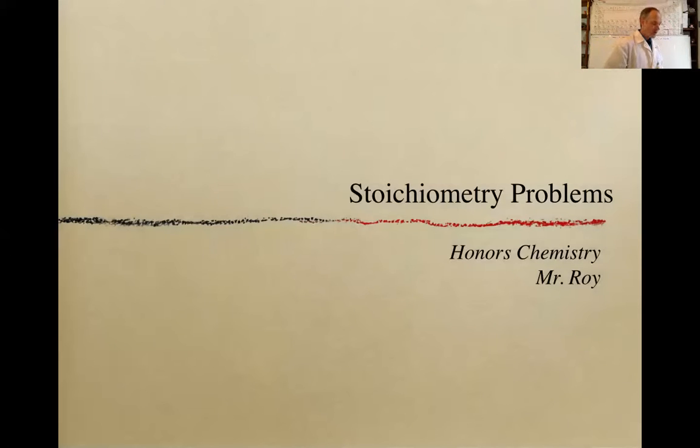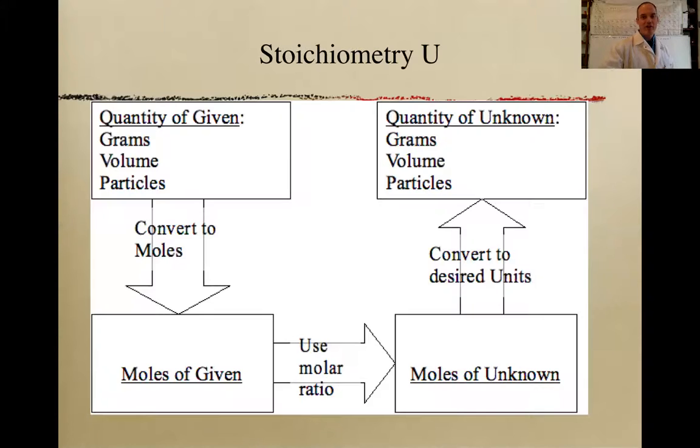All right, so with problems in stoichiometry, there's only one new thing that we have to look at, and that's the molar ratio part of the process. So if you want to take a moment and fill in your notes here, you can start with quantity of given, and that's where you would have grams, volume, or particles, which is parts.